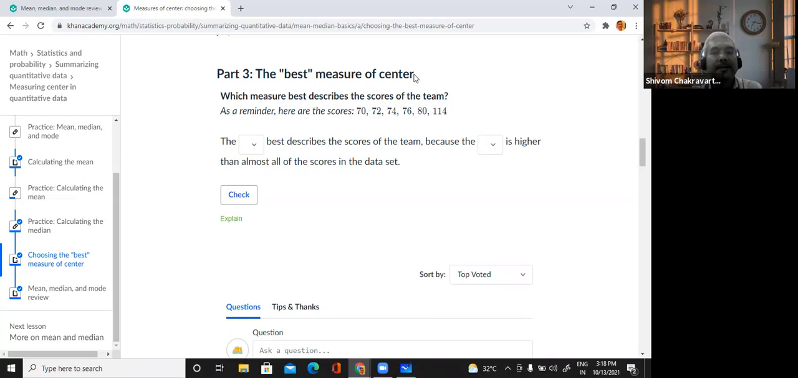You have an answer option in the form of fill in the blanks. There are two blanks here. The dash best describes the scores of the team because the dash is higher than almost all of the scores in the data set.